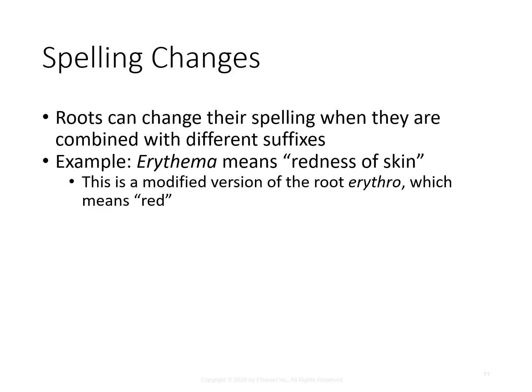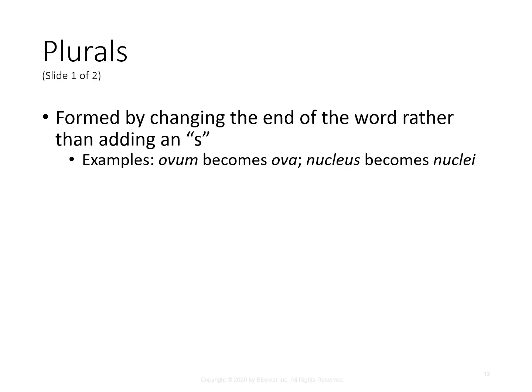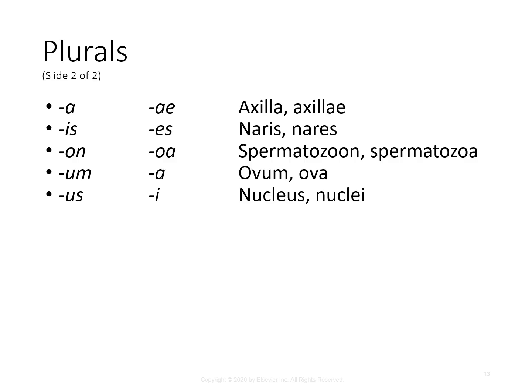Spelling changes. Roots can change their spelling when they are combined with different suffixes. So an example is erythemia, which means redness of skin. This is a modified version of the root erythro, which means red. Plurals are formed by changing the end of the word rather than adding an S. So ovum becomes ova, which is an egg, and nucleus becomes nuclei. There are additional plurals that may be out there that you will see, so make sure you take a look at those.